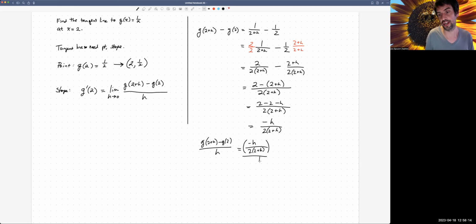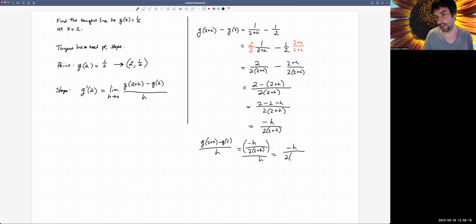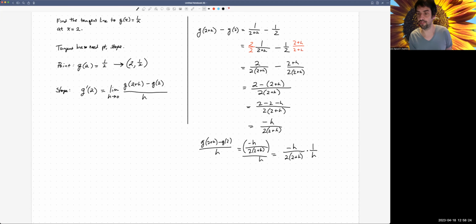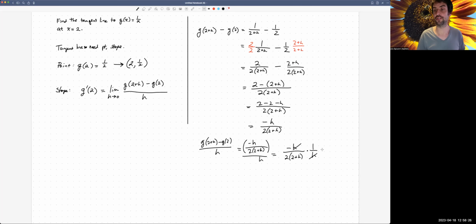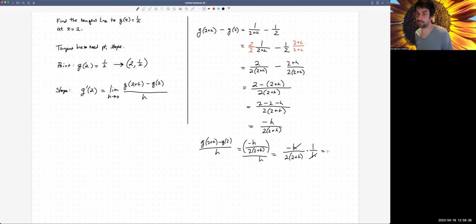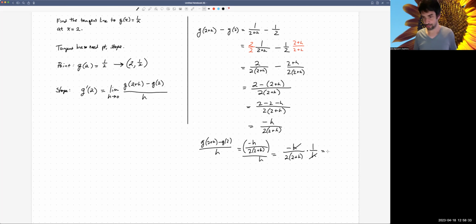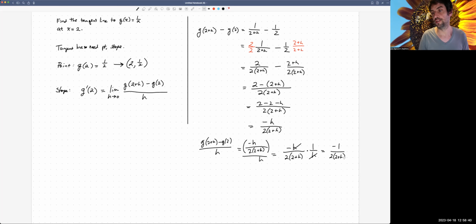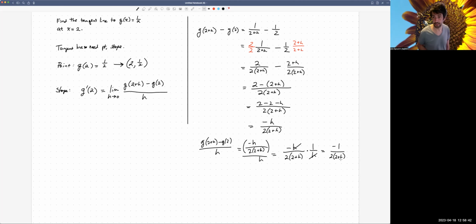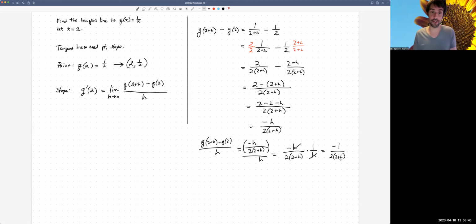Right, all of this over h, which is, of course, the same as simply multiplying by 1 over h. So this makes it more obvious what's happening here. We can cancel those h's out, right? Multiplying by h and dividing by h, or multiplying by h and multiplying by 1 over h, you may as well have done nothing. So that factor can just become a 1, and I get negative 1 over 2 times 2 plus h, right? So this is now going to replace that difference quotient in our limit.